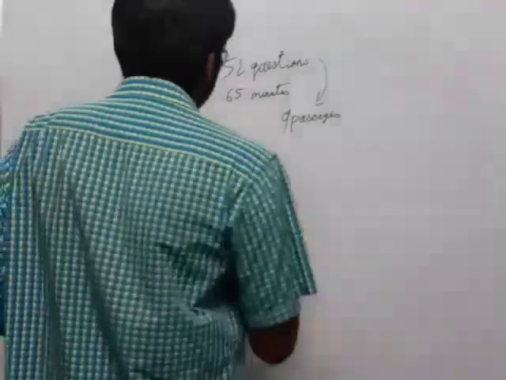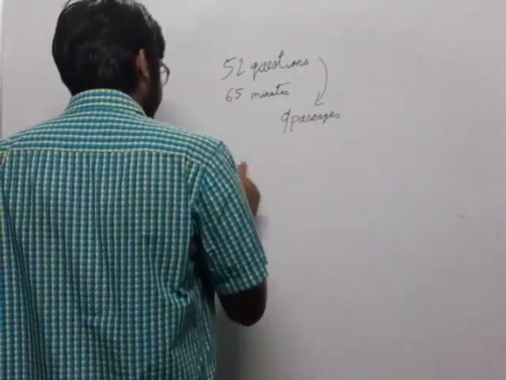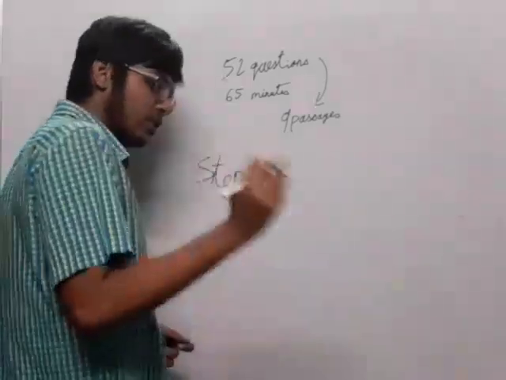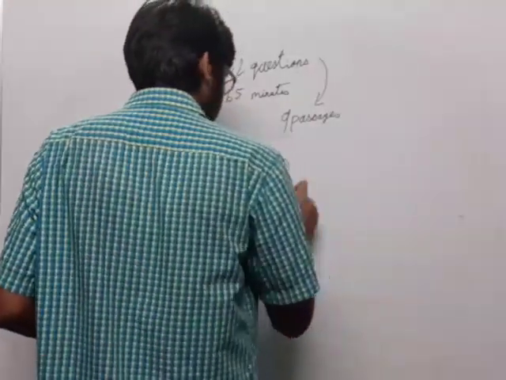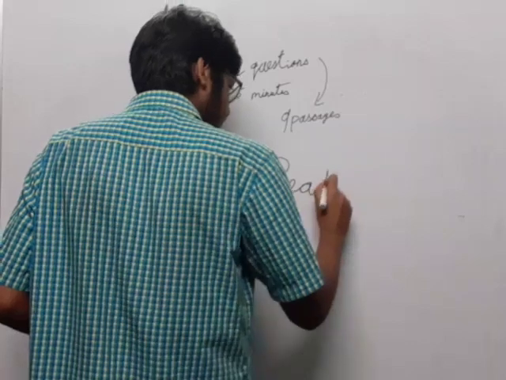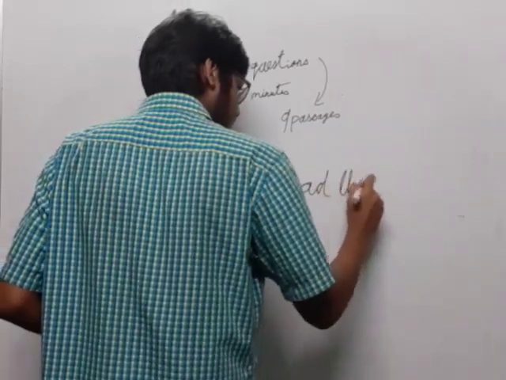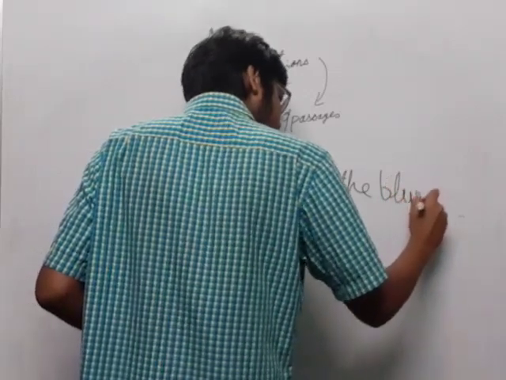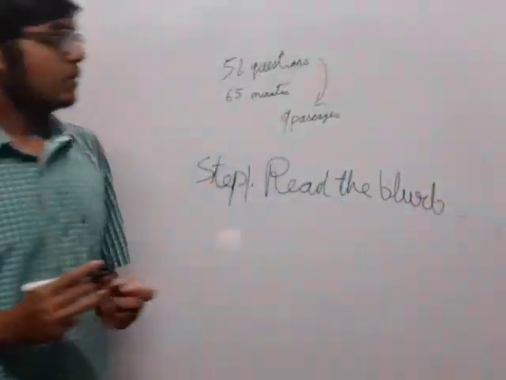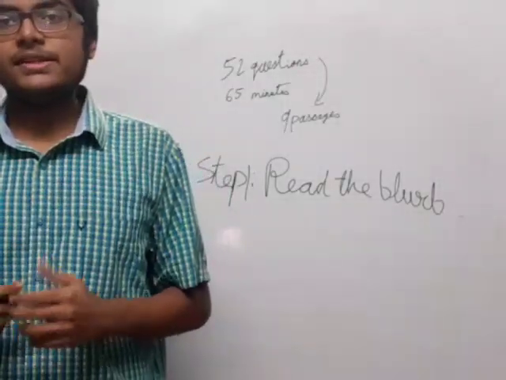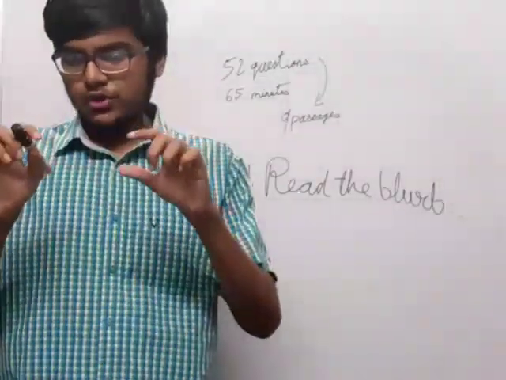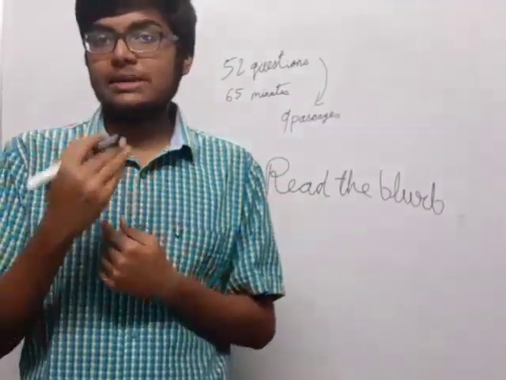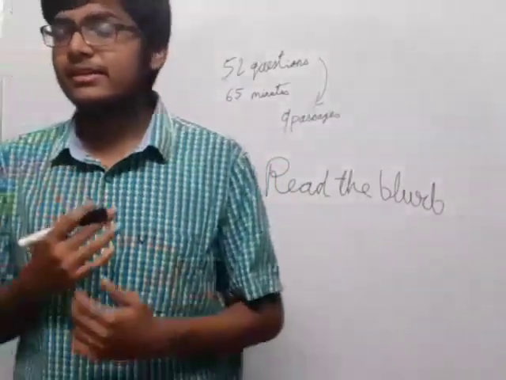So, now step 1. What do you do when the test begins? You read the blurb. Now what is the blurb? The blurb is the small portion which is written above the main passage text. This small portion describes what the passage is about. It will help you get an idea.